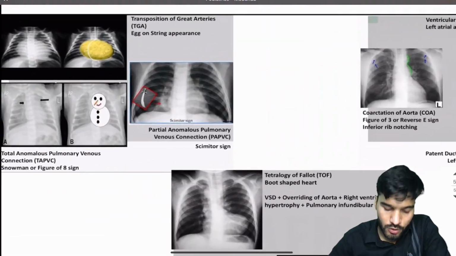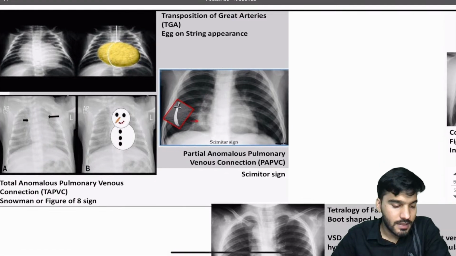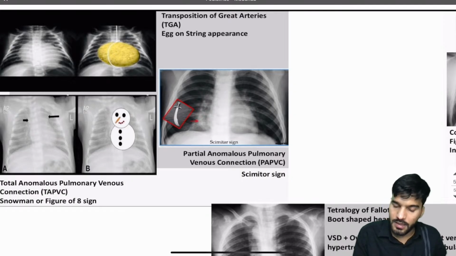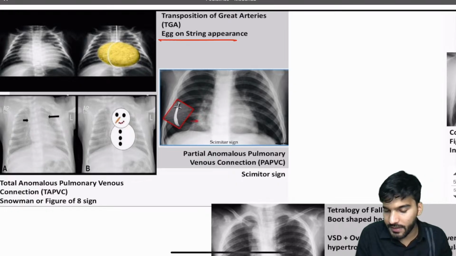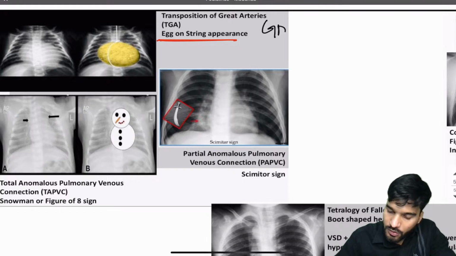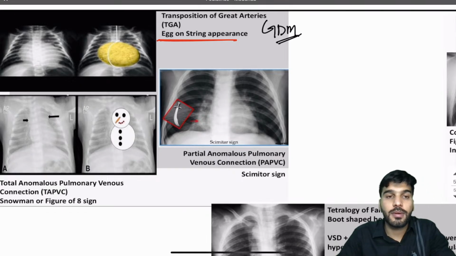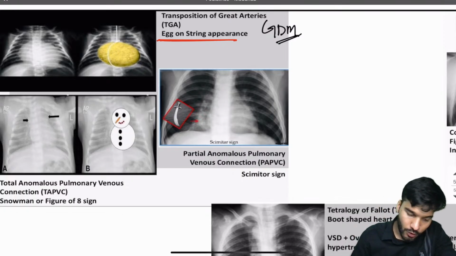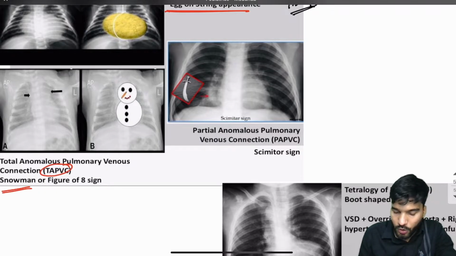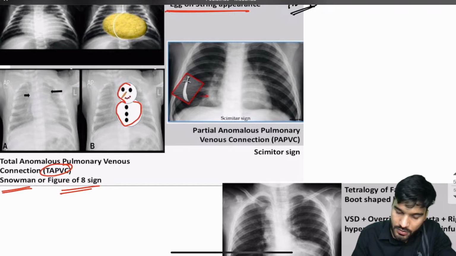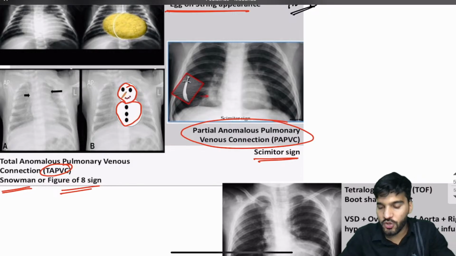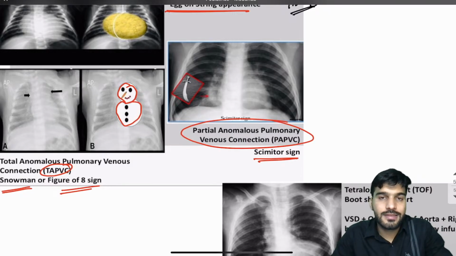Next is going to be the congenital heart diseases. First of all, we have egg on string appearance seen in transposition of great arteries, TGA, and TGA is also seen with GDM, gestational diabetic mother. Followed by that we have figure of 8 appearance, total anomalous pulmonary venous connection. In TAPVC we see snowman and figure of 8 appearance. We have scimitar sign seen with PAPVC, partial anomalous pulmonary venous connection.